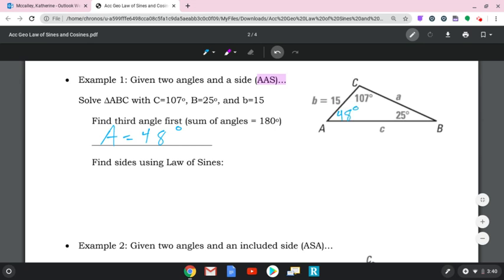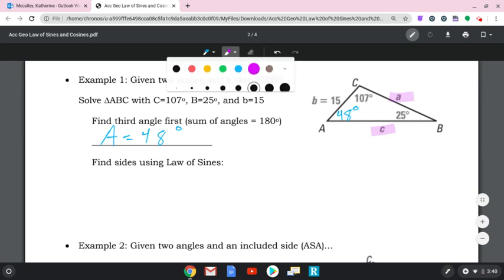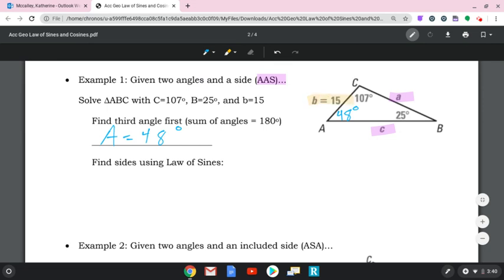So now I need to find my unknown sides. The sides I need to find are A, and I have to find C. I can pick which one I want to find first. Now, in order to find one, I need to know one side and its opposite angle. So if I look at this, I know B and I know the angle B. That's the ratio I have to find first, meaning I have to use what I'm given. So that means B over the sine of B is given to me.